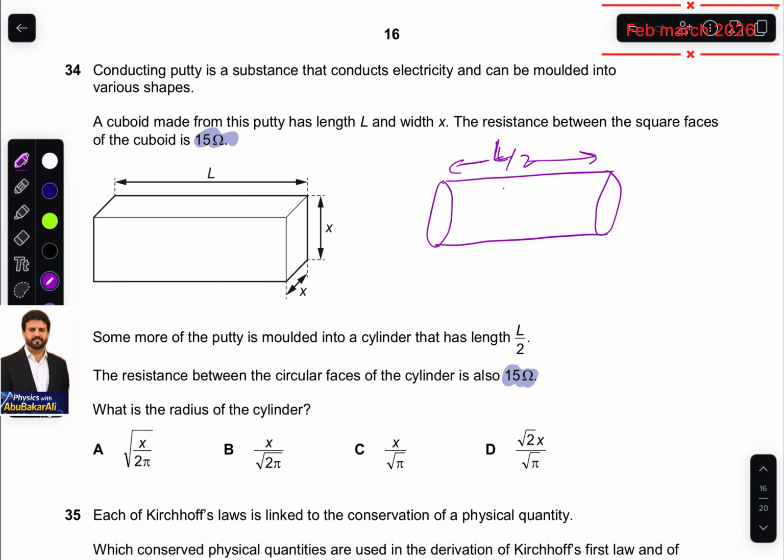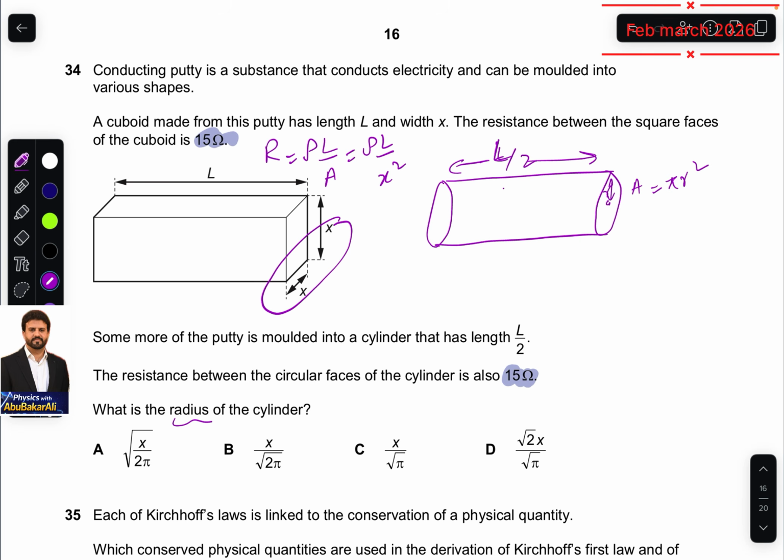Okay, and what we have to find is the radius. This is the midpoint, this is R, so its area will be pi R square. Both have the same resistance. So we know the resistance relation is rho L over A. For this one, A will be X square, X into X. This will be the area of it.